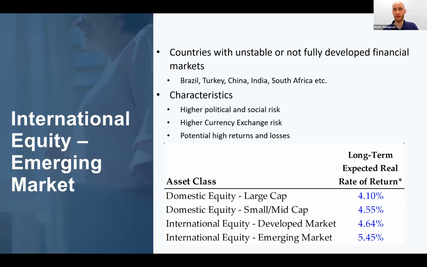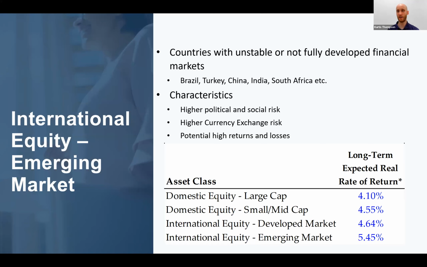But there's a little bit more expected volatility. There's a little bit more risk involved because some of the characteristics are political and social risk. Take a country like Turkey right now, where there are a lot of financial questions going on. A lot of people who have been making investments in Turkey are potentially worried because those investments are subject to that social risk and that political risk. So as you invest in some of these less stable countries, there's a little bit higher risk on the political and social side.